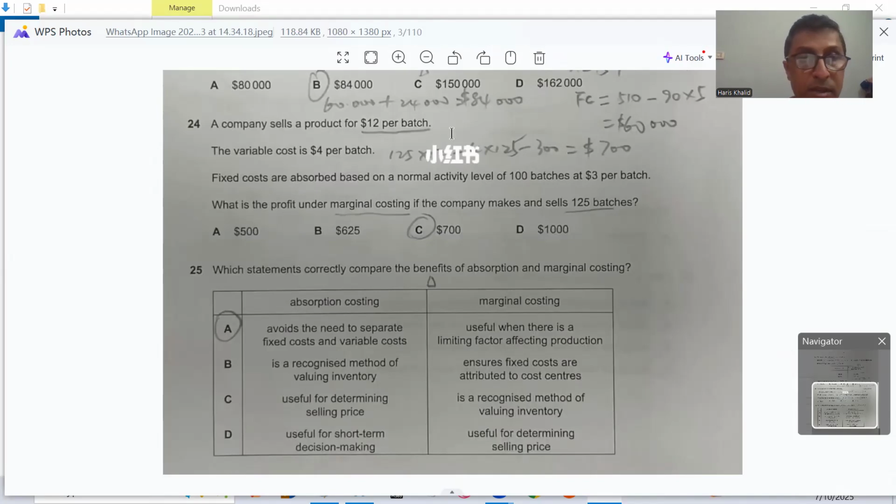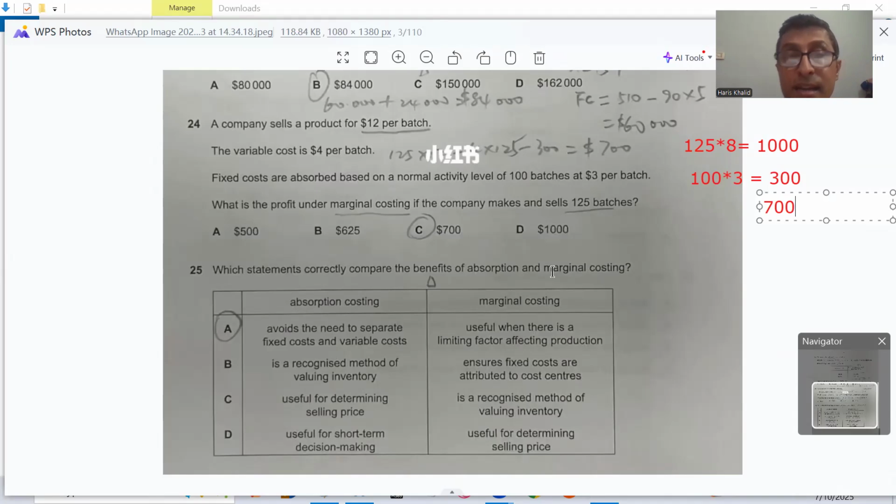So whether you are producing 100 batches or 125 batches, fixed cost will remain the same. That will be 100 into 3, so that will remain the same at 300. Now the contribution is 12 minus 4, which is 8, sorry, which is the contribution per unit. Let me calculate the total contribution. We are producing 125 batches into 8, that is going to be 1000. So 1000 minus fixed cost, profit is going to be 700. So C is the answer.